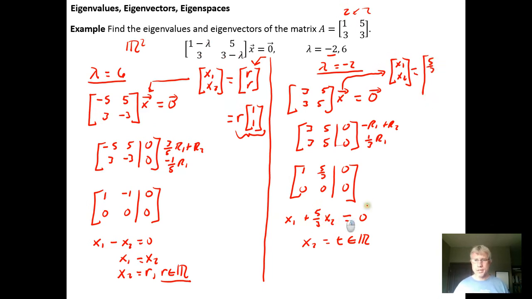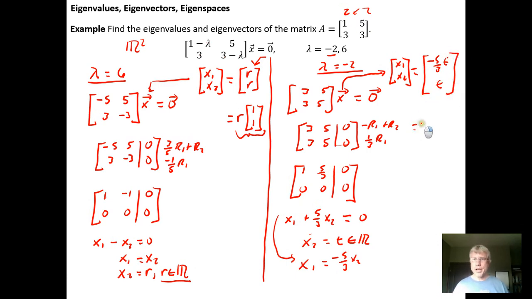It's going to be given by x sub 1 equals 5/3 of x, whoops, we need to subtract this from both sides. I got ahead of myself right here. x sub 1 equals, subtract 5/3 of x sub 2 from both sides. So x sub 1 is going to equal -5/3 times t. If I let x sub 2 equal t, I'll replace this x sub 2 with the t. And then x sub 2 just equals t.